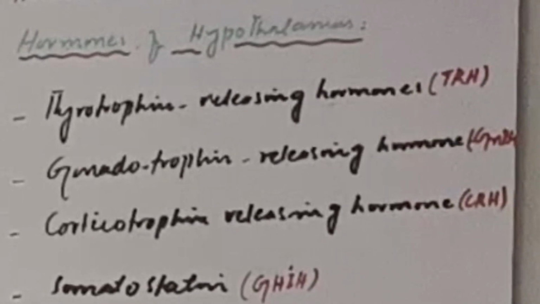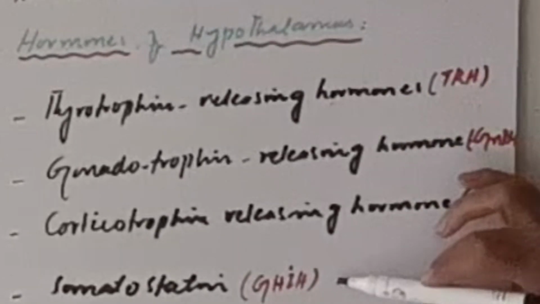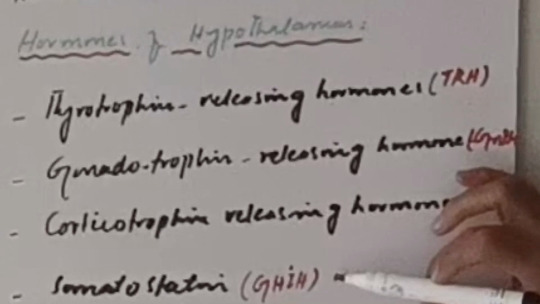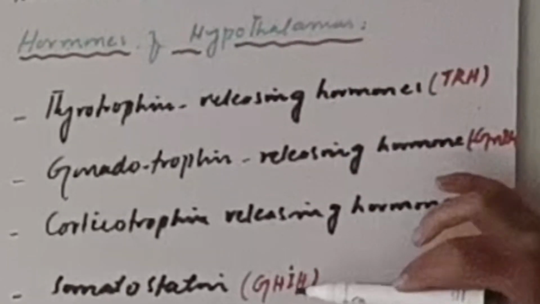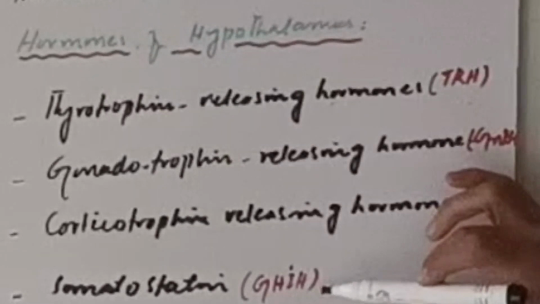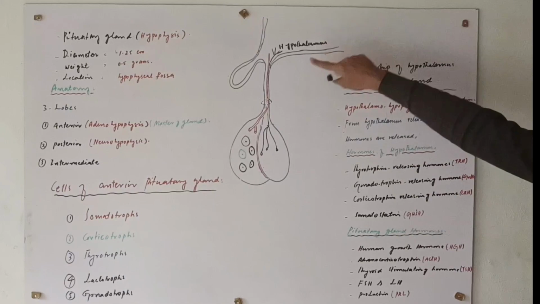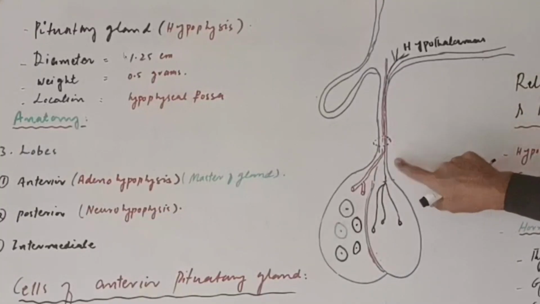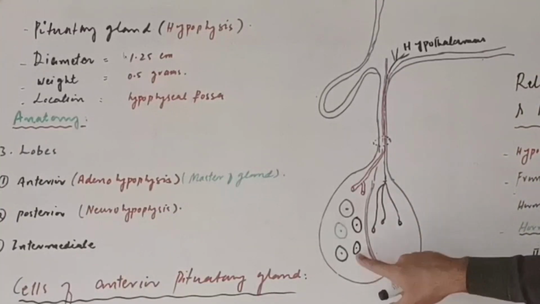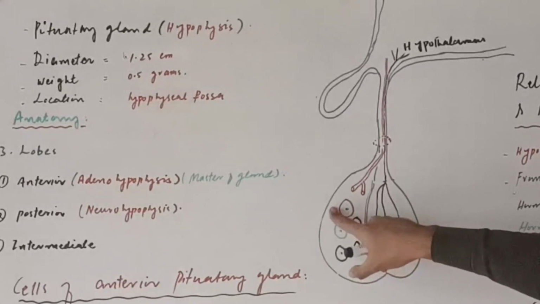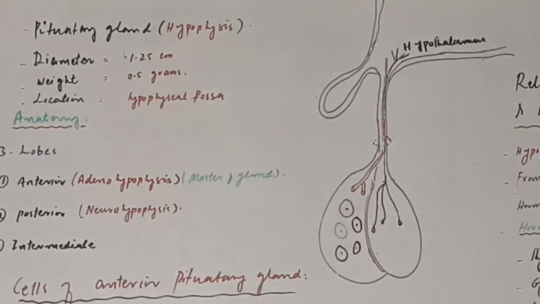The fourth hormone that is secreted by the hypothalamus is somatostatin, which is the inhibitory hormone. This is also known as growth hormone inhibiting hormone. This hormone is secreted by the hypothalamus, travels through the blood vessel into the anterior pituitary, and then acts on the somatotrope of the anterior pituitary, and it inhibits the growth hormone of the somatotrope.